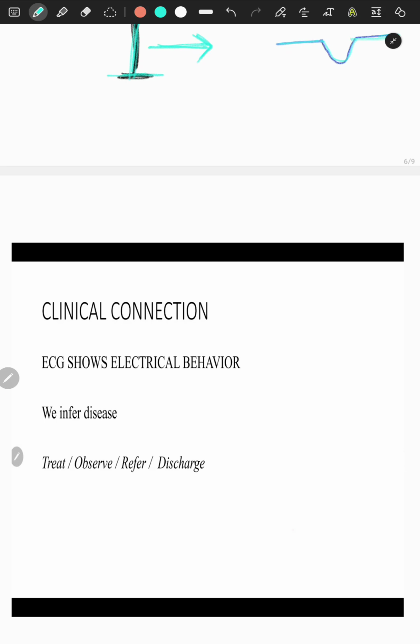The ECG does not show disease directly, it just shows us the electrical behavior. From this behavior, we will infer if it is a pathological or a physiological process, and that helps us decide whether to treat, observe, refer, or discharge the patient.